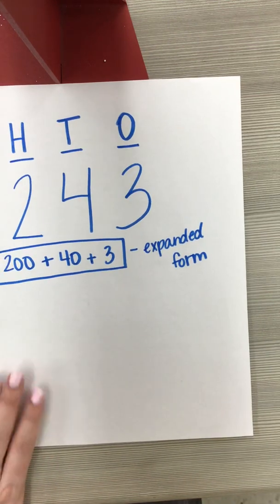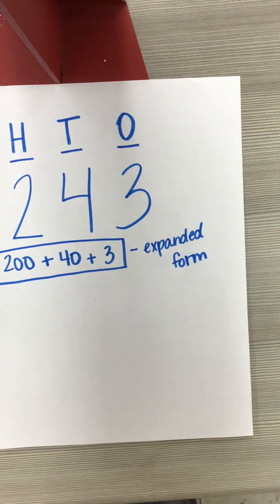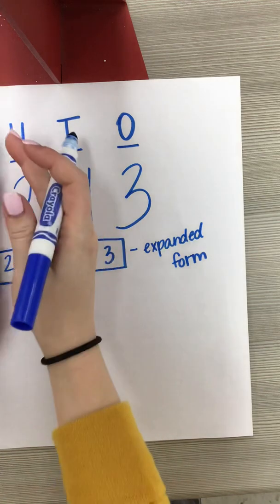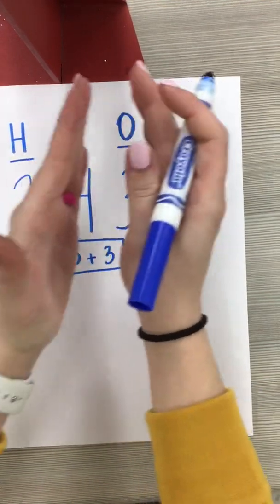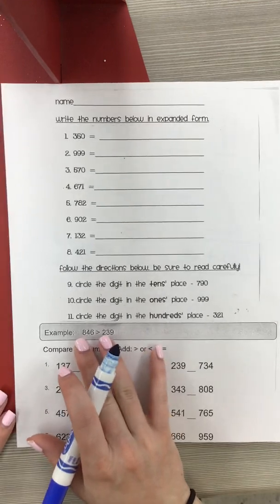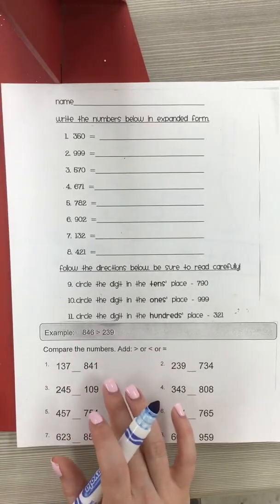Okay, so this is called what? Expanded form. Expanded form. We're stretching out a 3-digit number. And when we have a 3-digit number, we have the hundreds, we have the tens, and we have the ones. Okay, so keep that in mind as we do this. All right, look at number 1. What is our number that we have on number 1?